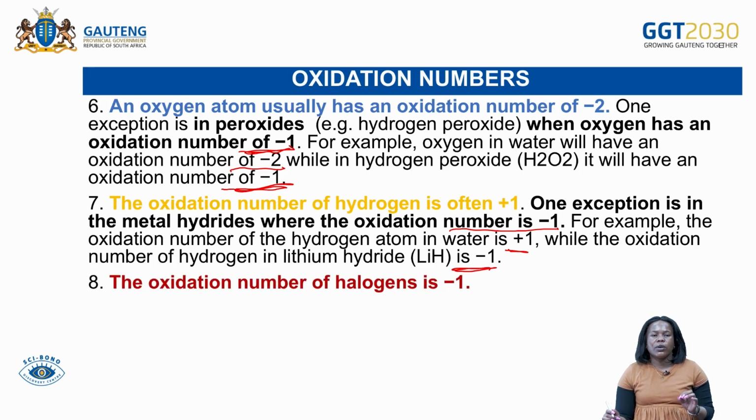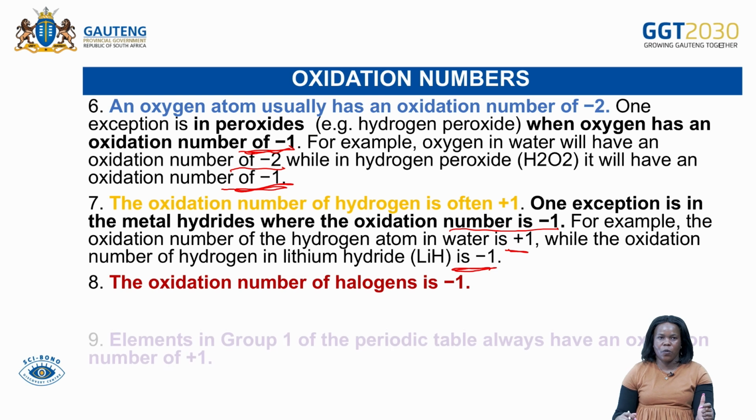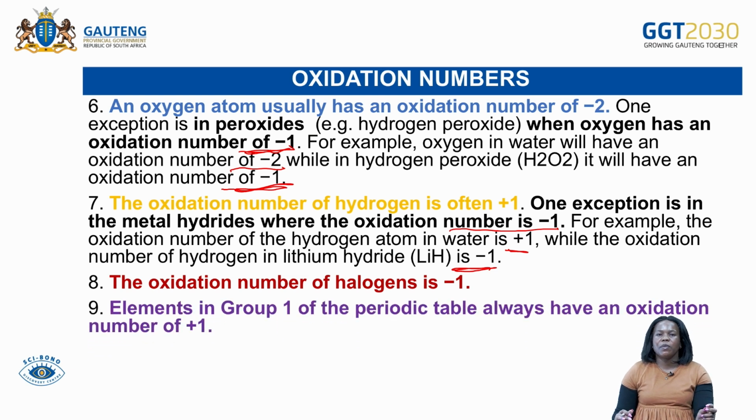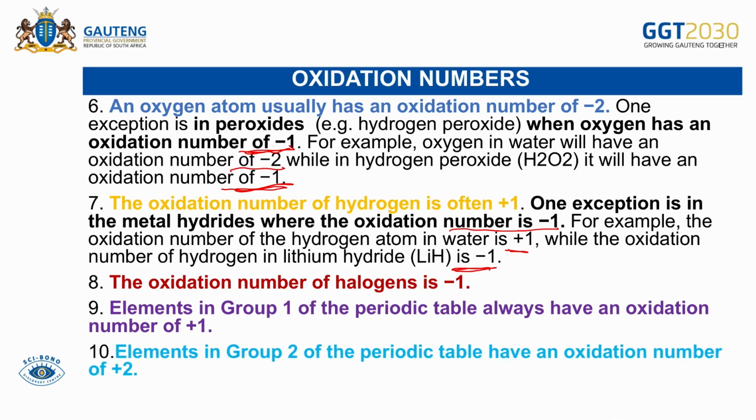Then the oxidation number of halogens is -1. We know that. We've just dealt with the periodic table, and we did say that the oxidation number of halogens is -1. And then elements in group 1 of the periodic table always have an oxidation number of +1. Remember the exception when the hydrogen is a hydride, for example, in lithium hydride. And then the last rule: elements in group 2 of the periodic table have an oxidation number of +2.